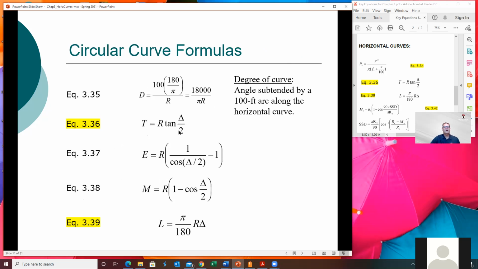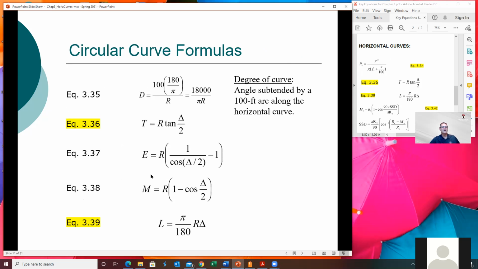And that's why in these circular curve formulas that are all in your book, 35 through 39, I have highlighted 2 of them, and I put 2 of them over here in the little list of key equations. That is this equation relating how to calculate the tangent length and how to calculate the length of the horizontal curve itself. These are the 2 most important.